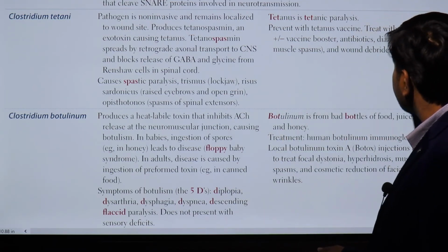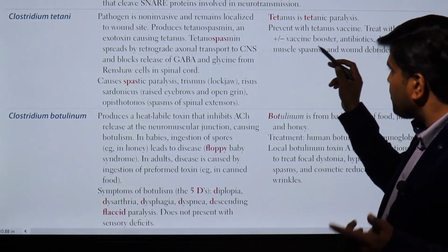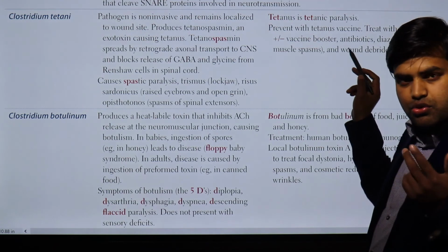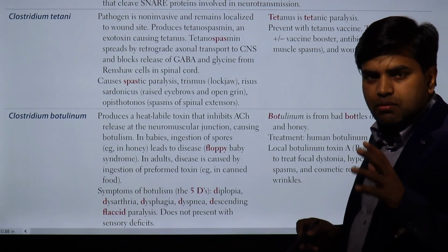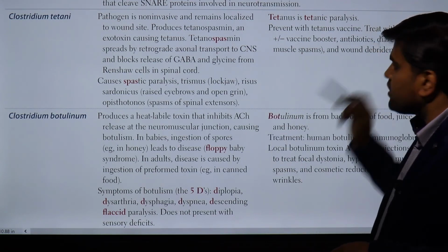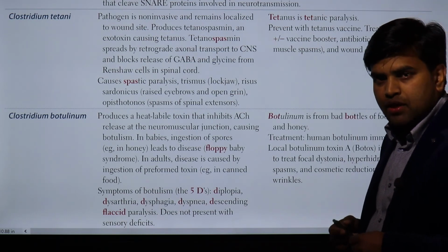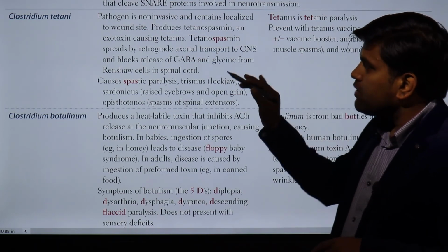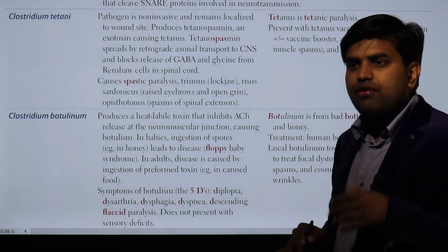So antitoxin is necessary. Then a vaccine booster, plus or minus, and you need to give antibiotics to kill the organism. Diazepam is necessary if the muscle is already in spasm, if there is no GABA and glycine. So to relax the muscle, we need diazepam, and also wound debridement is necessary. So in this way, Clostridium tetani becomes an important high yield topic for USMLE.